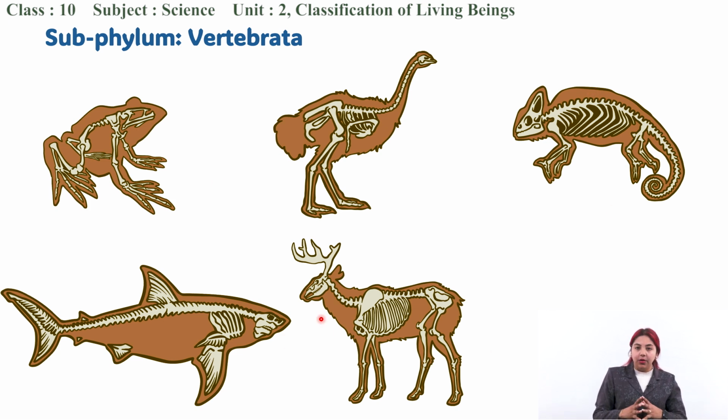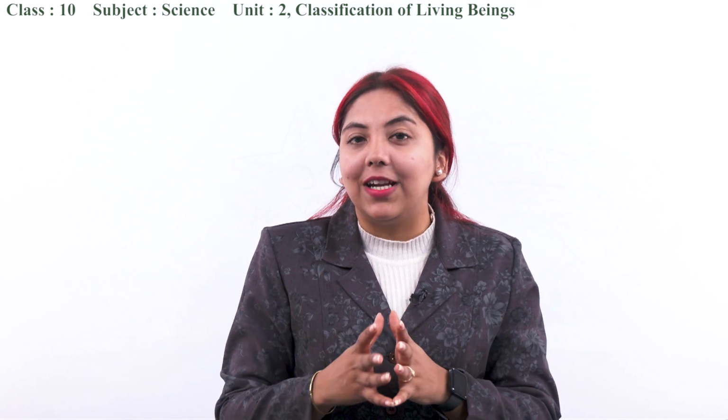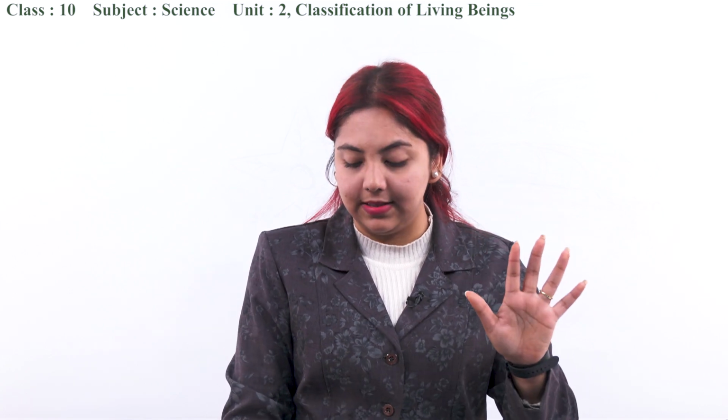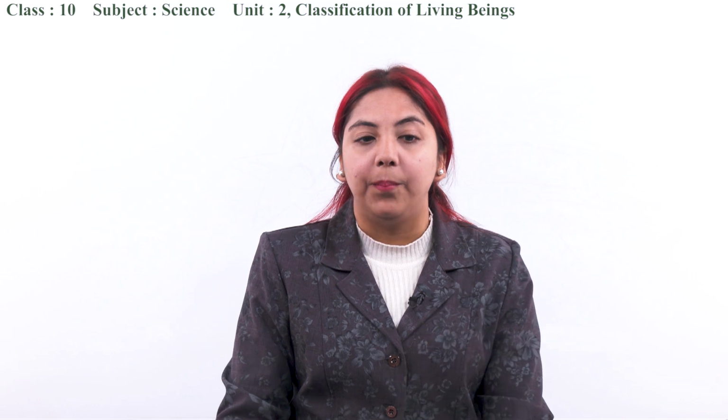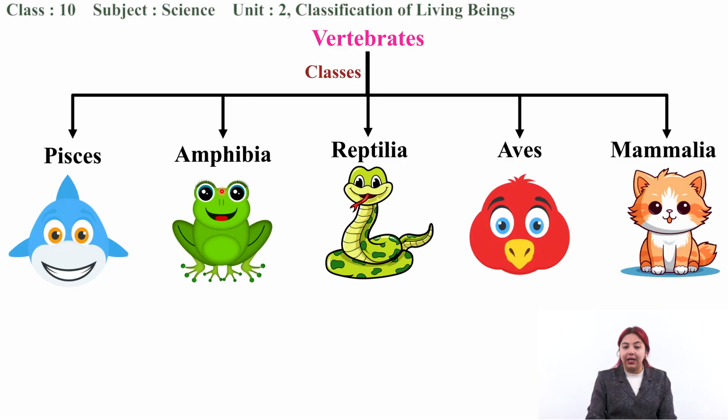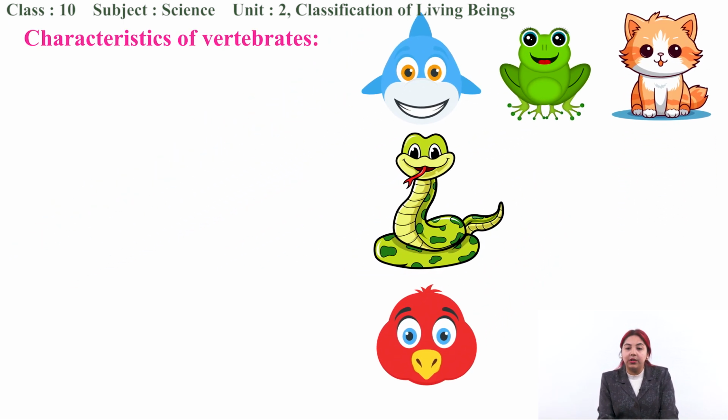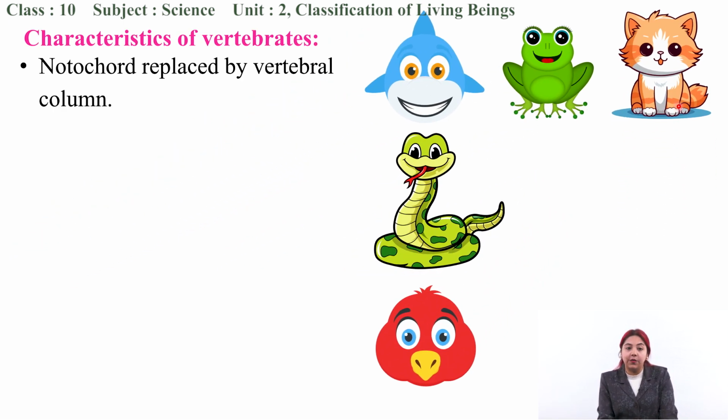Now, I've already taught you this in a previous class as well. Now the vertebrates are divided into 5 classes, and they are Pisces, Amphibia, Reptilia, Aves, and Mammalia. Now let us study the basic characteristics of vertebrates. In the case of vertebrates, the notochord is replaced by the vertebral column. That's why the name is given as vertebrates.